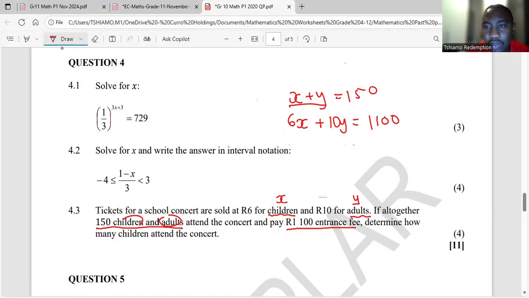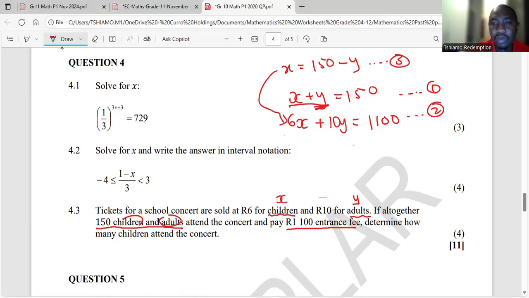So I have equation 1 and equation 2. Let me make X the subject of the formula. X equals 150 minus Y, moving the Y to that side, and that is equation 3. Then you substitute this in the place of equation 2. Wherever I see X, I put 150 minus Y. So 6 times (150 minus Y) plus 10Y equals 1,100.